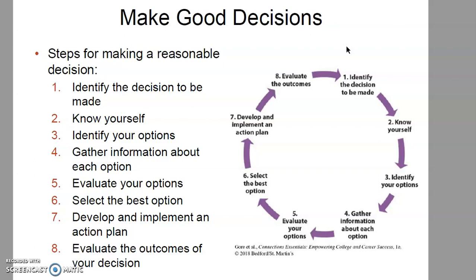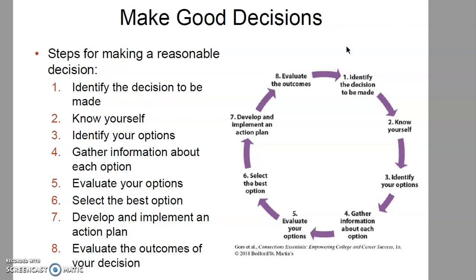Step 2 is to know yourself with your strengths and areas to improve. You need to know, related to this decision, what you are good at, what skills you have, but you also need to know, related to this decision, what you might struggle with.